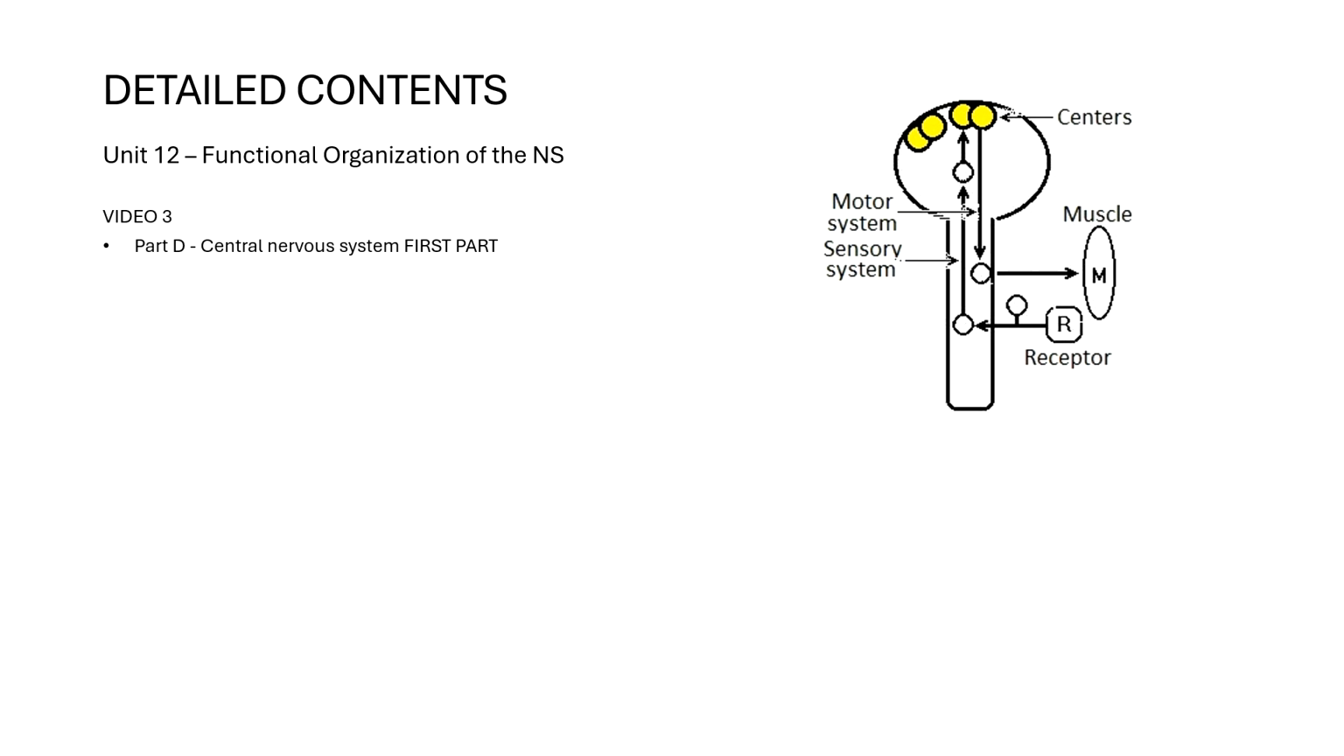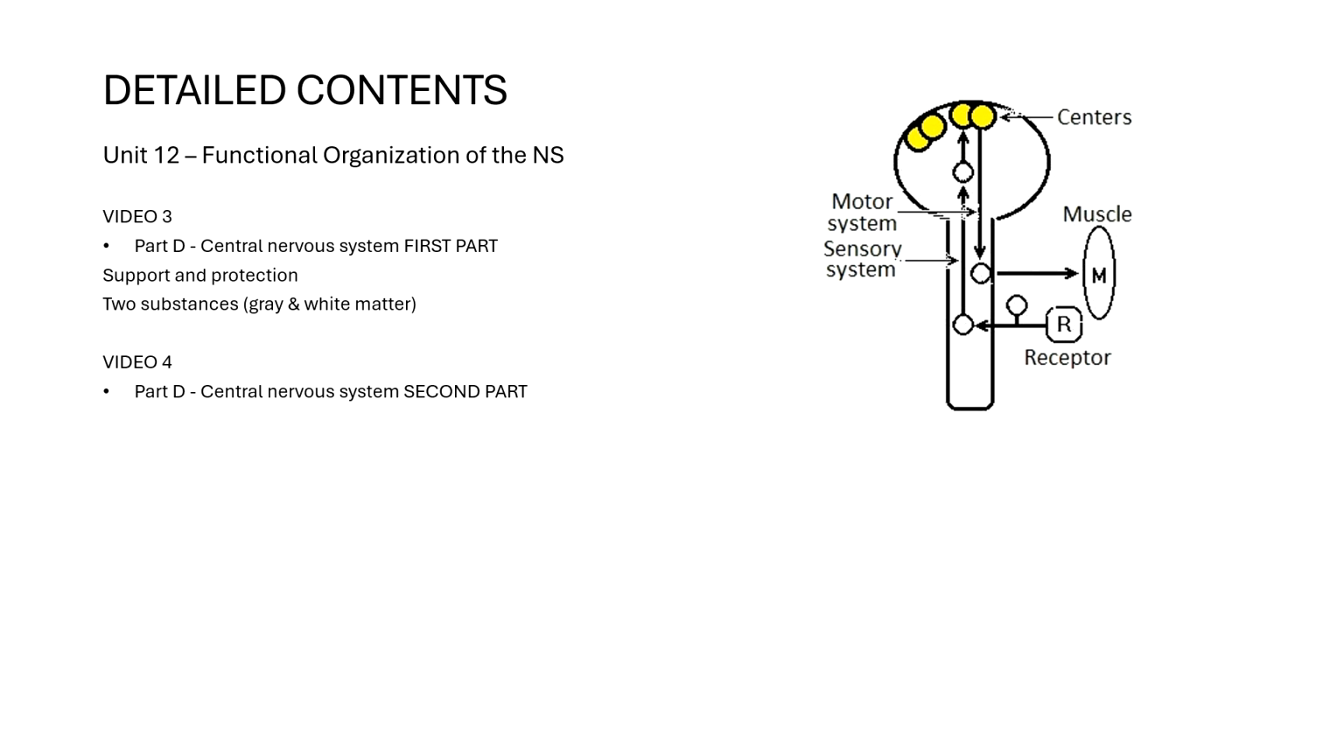Video 3 begins with a look at Part D, the central nervous system, the first part of it. It includes support and protection, and we'll look at 2 substances that make up the central nervous system.